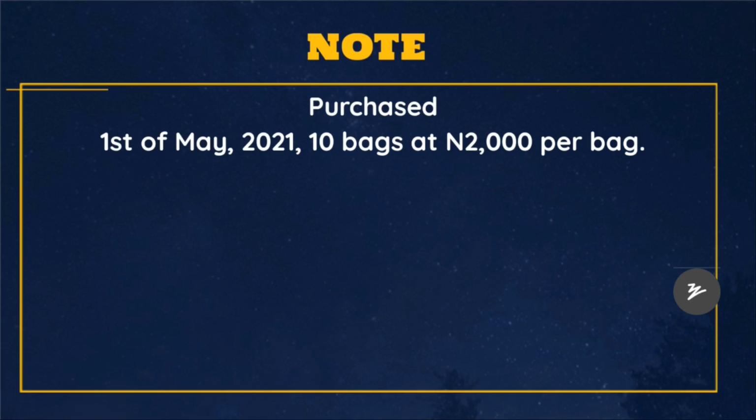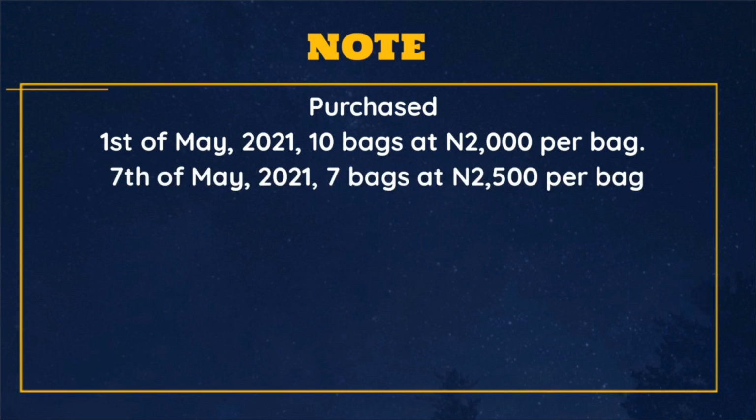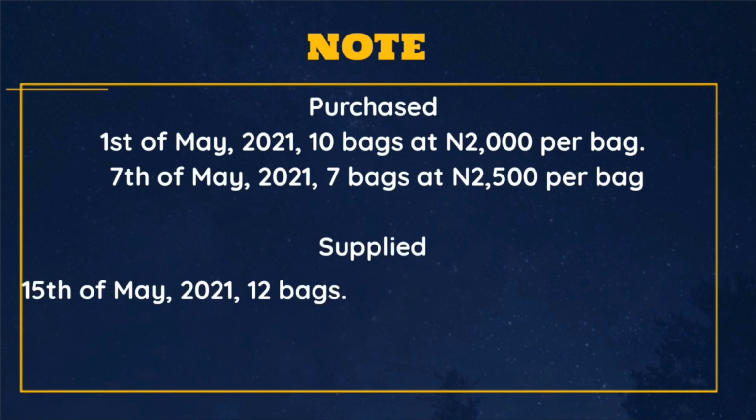So let's take the information. The 1st of May, 10 bags at 2,000 per bag. On the 7th of May, we have 7 bags at 2,500 per bag. What is supplied, on the 15th of May, is 12 bags. So how are we going to calculate this using the FIFO method? Just like I said, FIFO means first in, first out. The first stock that was received is the one that came in on the 1st of May, which means the items that came in on the 1st of May will be the first to be supplied.